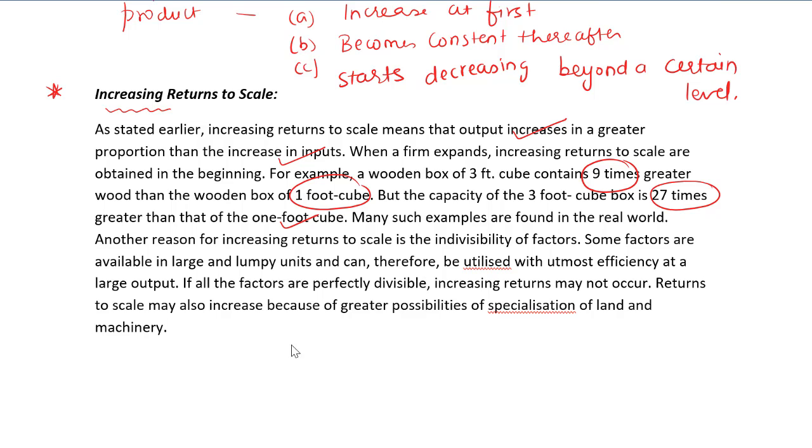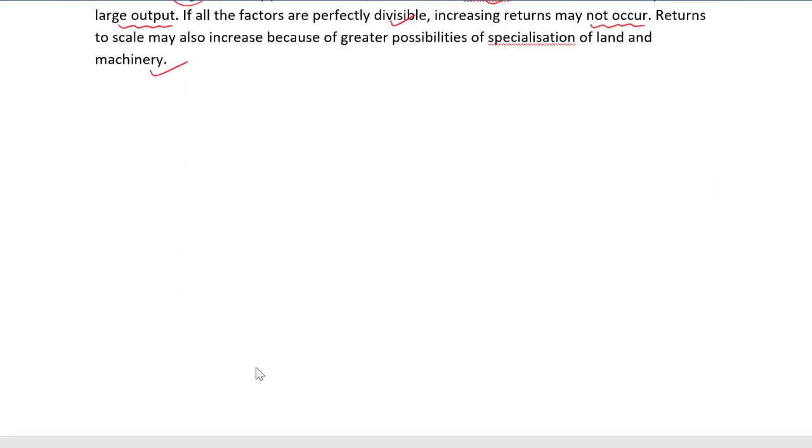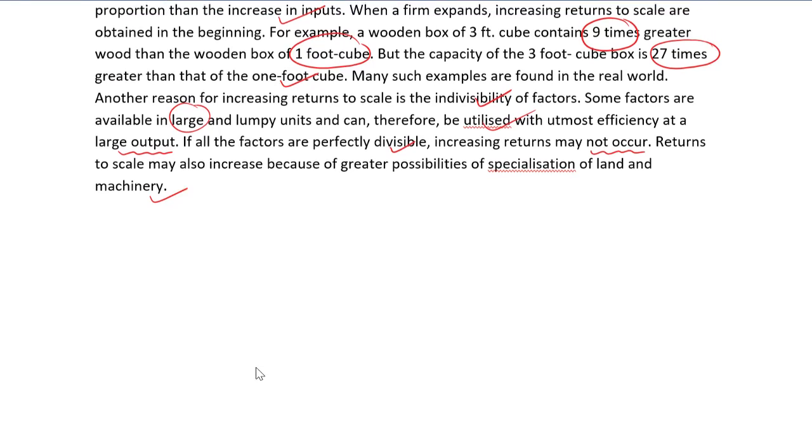Another reason for increasing returns to scale is the indivisibility of factors. Some factors are available in large and lumpy units and can therefore be utilized with utmost efficiency at a large output only. If all the factors are perfectly divisible, increasing returns may not occur at all. So returns to scale may also increase because greater possibilities of specialization of land and machinery would happen. I hope you understood.